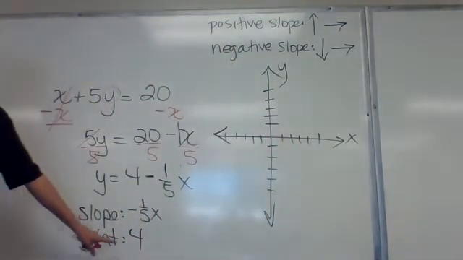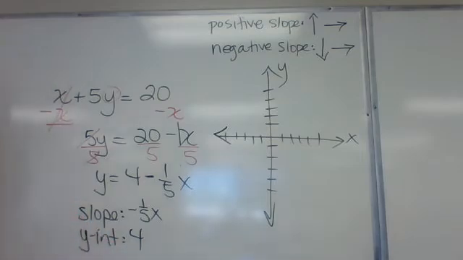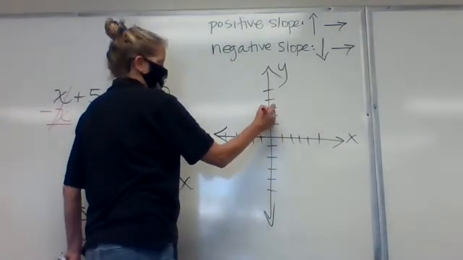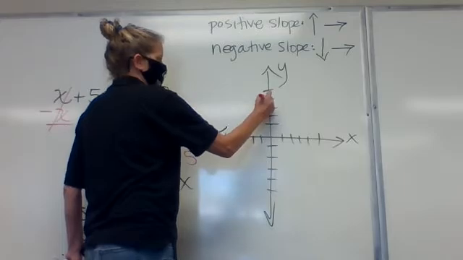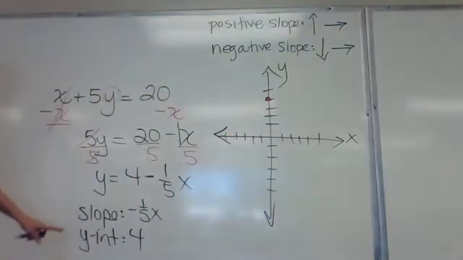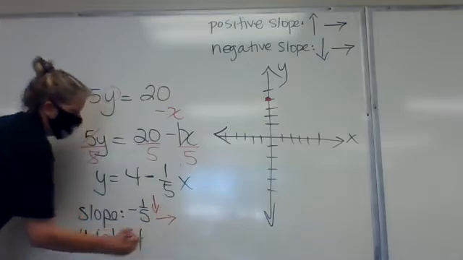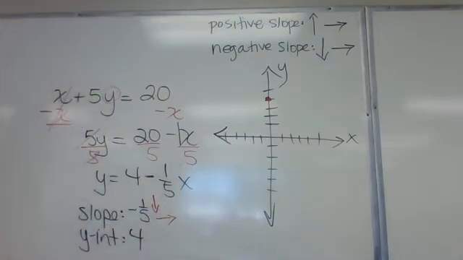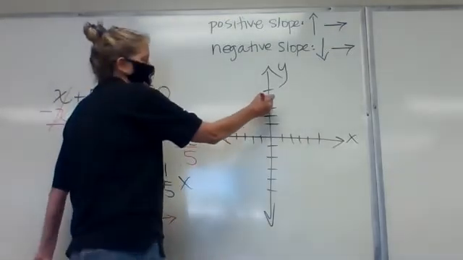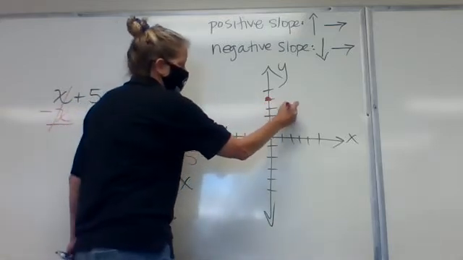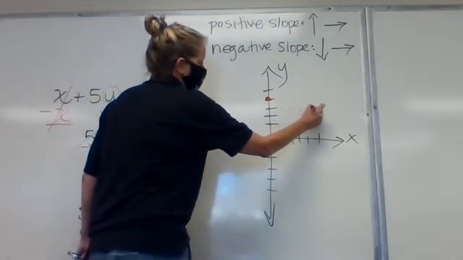So put a point on your y-intercept, which is at positive 4. So y-axis, go to 4. 1, 2, 3, 4. Count out your slope. Since your slope is negative, I'm going to go down and right this time. So I'm going down from my y-intercept. Down 1, right 1, 2, 3, 4, 5.